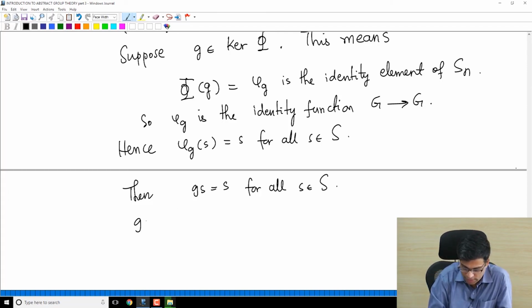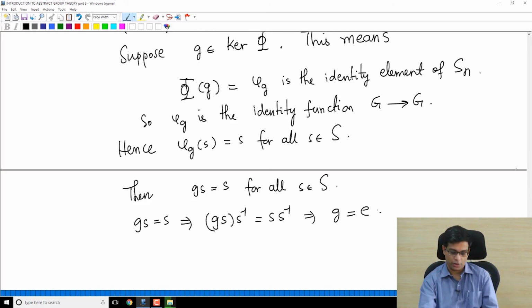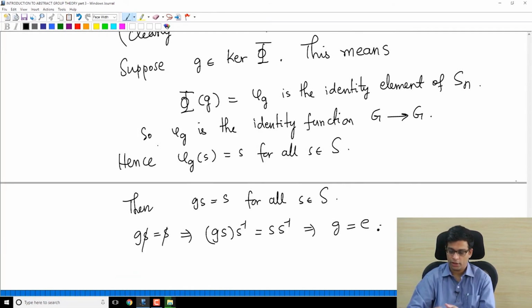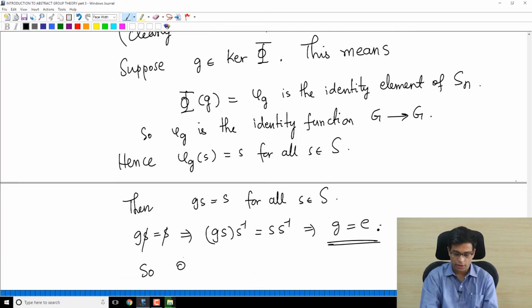In fact, this is a very strong condition. gs equal to s, remember, implies gss inverse equal to ss inverse, which implies g equal to e. This is the cancellation property, right? We can cancel s, that's the point. So g equal to e. Isn't that what we wanted? We said that the kernel is identity only. We started with an arbitrary small g in the kernel of Phi and we concluded that it is equal to e. So capital Phi is 1-1.